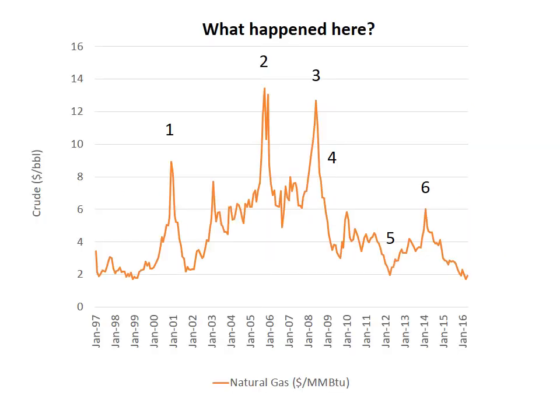So this is sort of a similar exercise, like what happened here in each one of these points. These are all kind of interesting weather, climate, historical events for natural gas prices in the United States, and these are all Henry Hub prices. So 1, 2, 3, 4, 5, 6. Let's go through them.